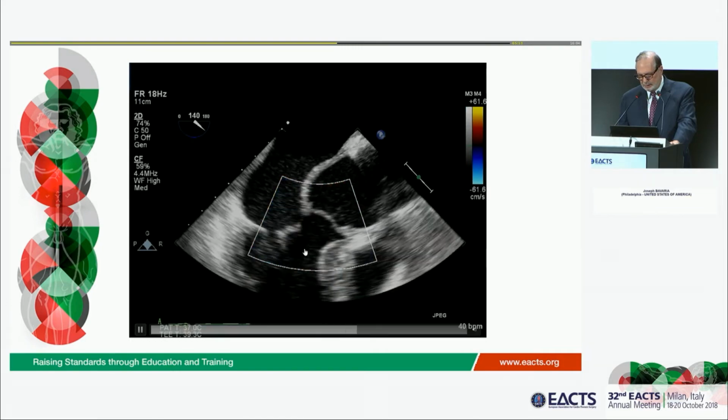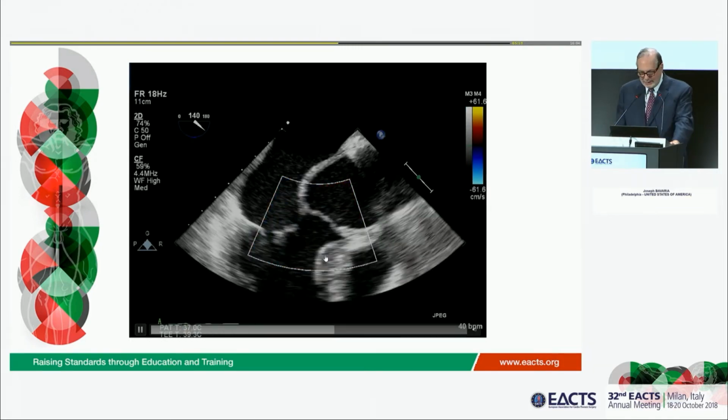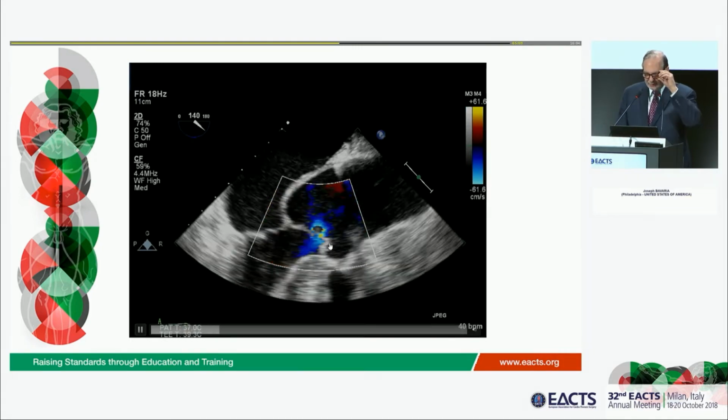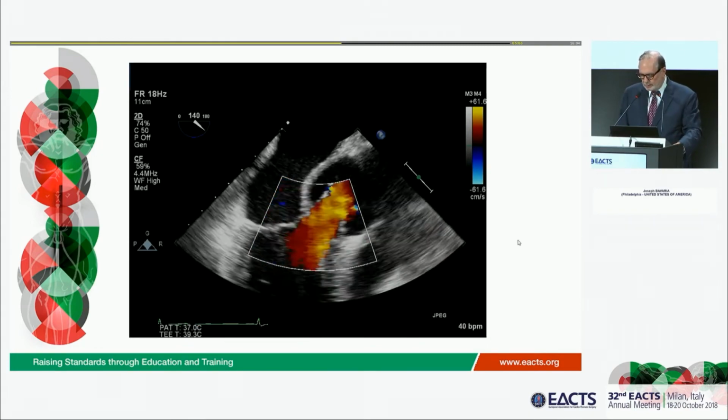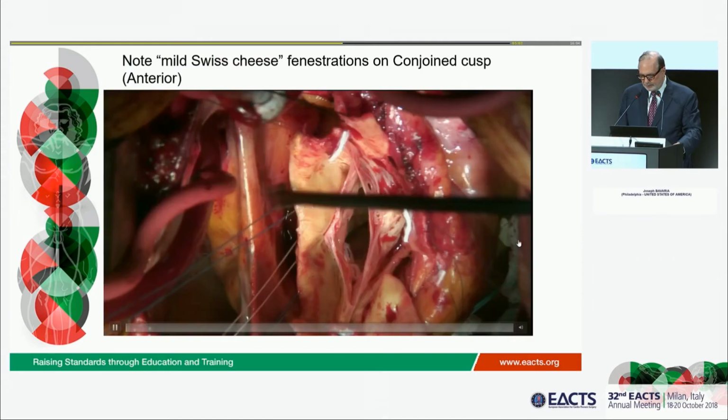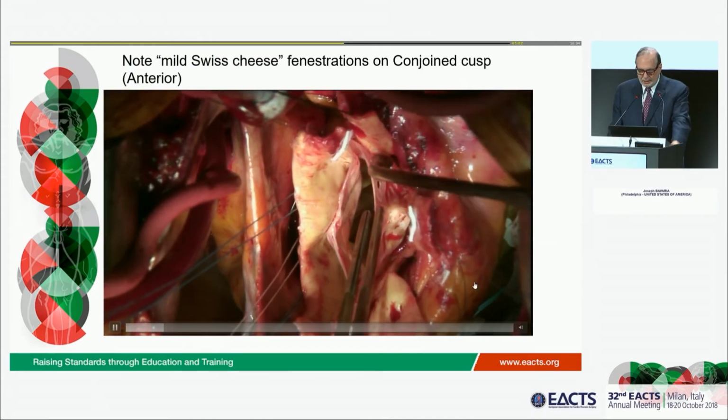And you can see he's got really no AS and no AI. It's a beautiful valve. And we certainly don't want to lose this valve. We definitely want to repair this valve. But here's what we have when we get in the operating room.